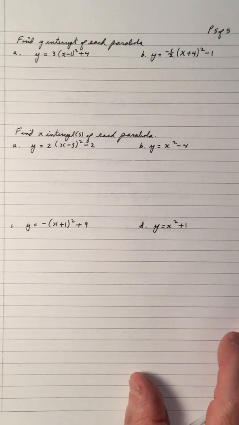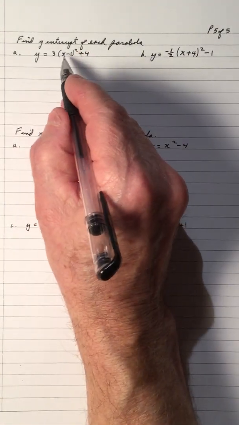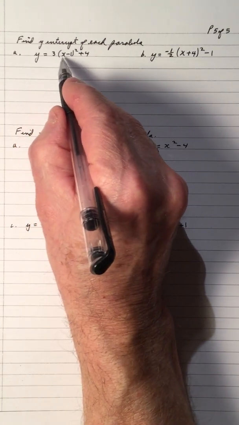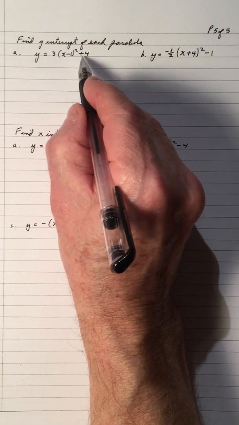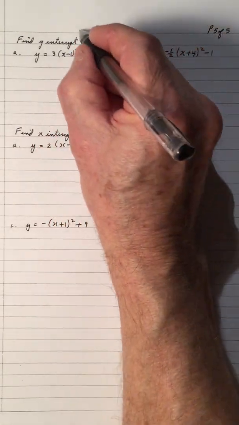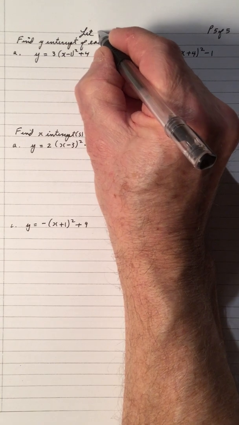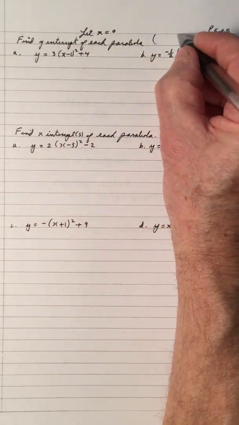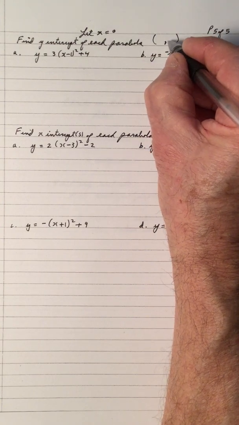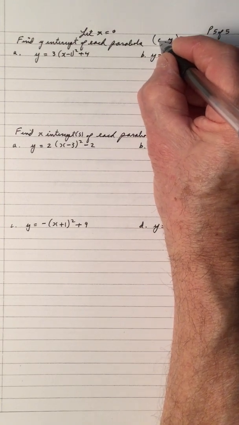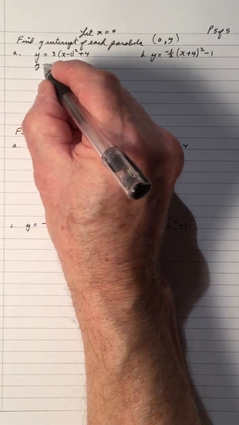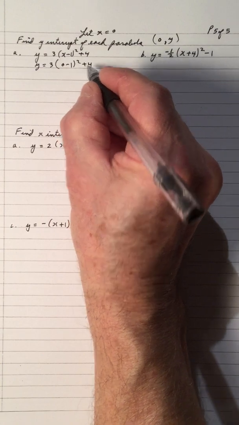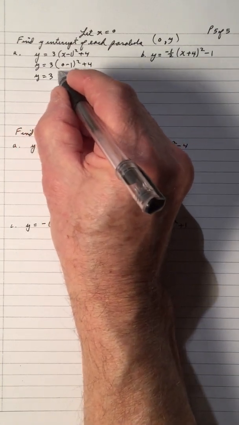And the vertex form is y equals a times x minus h all squared plus k. This is the vertex form. But to get the y-intercept, we let x equal 0, because the y-intercept is on the y-axis, and on the y-axis, the x coordinate is always 0. So we put a 0 in the place of x, and we solve for y, and that will give us the y-intercept.